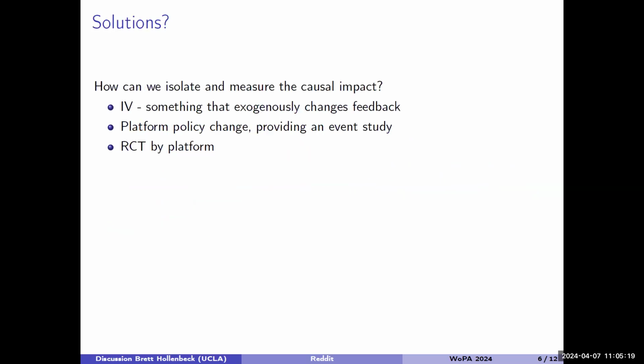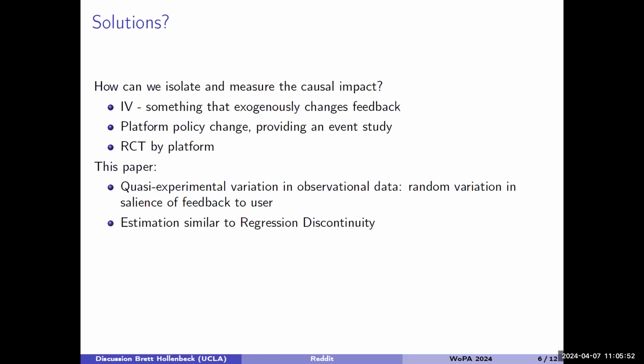Okay, so what can we do about it? Perhaps there's an IV, something that exogenously changes feedback. Maybe better than that would be a platform policy change. So we could look before and after this policy change, and we had papers by Xiang and Shrivastava yesterday that look at before and after platform policy changes for this type of question. I think that's good. I think even better is an RCT on the platform. Like seeing this paper yesterday, we see an experiment on the platform. I think that's even better, particularly for measuring the magnitude of this effect. But if we don't have those things, then we have to do something else.